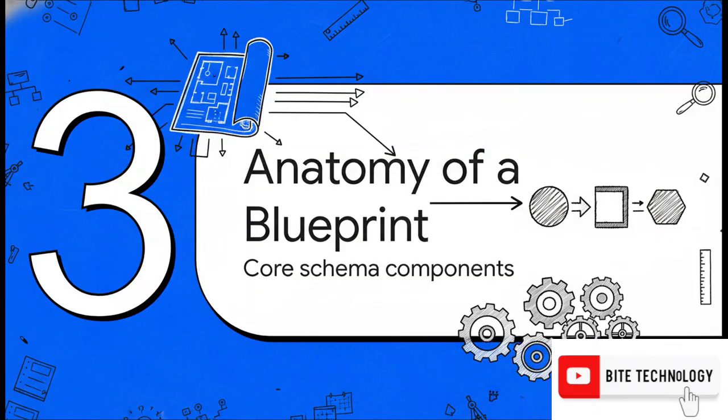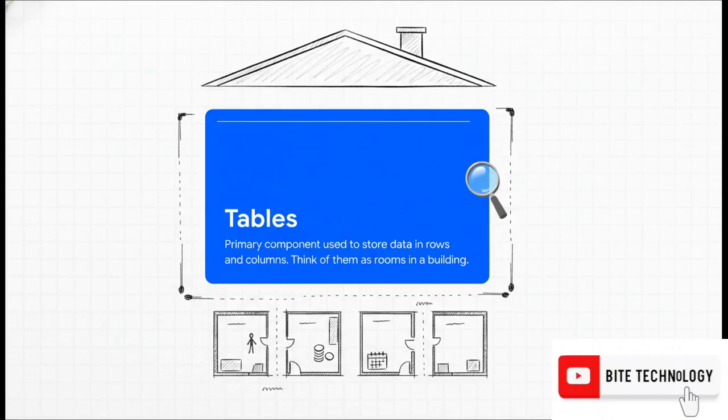All right, let's zoom in a little. Let's take a look at the individual parts of this blueprint, one of the core building blocks that every data architect uses to design a schema. So first up, we've got tables. These are the most basic containers for our data. If the whole schema is our building's blueprint, then you can think of tables as the individual rooms. You've got a room for users, another for products, maybe one for orders, and so on.